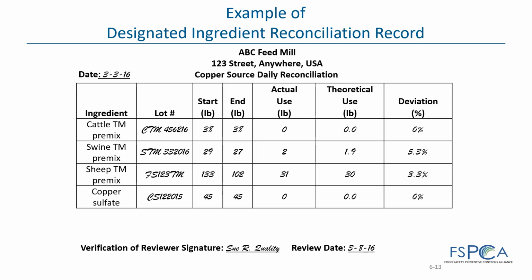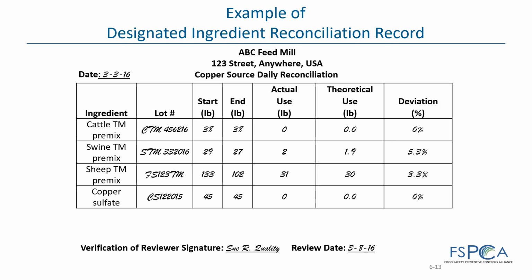At the beginning of the day, I started with this much. At the end of the day, I had this much. So, simple weighing at the beginning of the day, weighing at the end of the day. Well, it looks like for cattle, we didn't make any cattle feed today, so what we actually used was 0. And then I'm going to go check Chad Smith's records and see if he thinks he used any cattle mineral premix. And he said nope. He didn't use any cattle mineral premix today, and then I'm going to calculate the deviation, which was 0%.